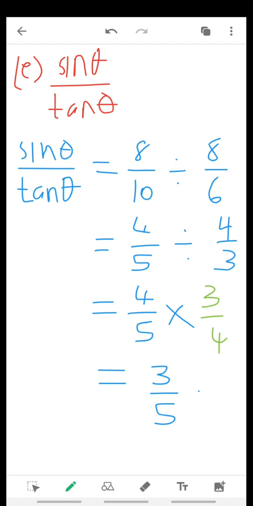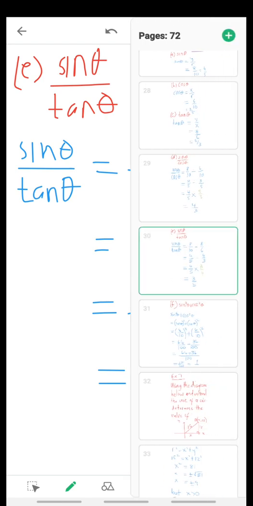Then change division to multiplication. Remember, tip and times. But what goes up, what comes down? The stuff on the right. Then my answer was 3 over 5.